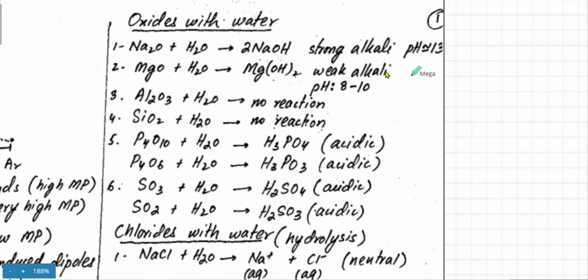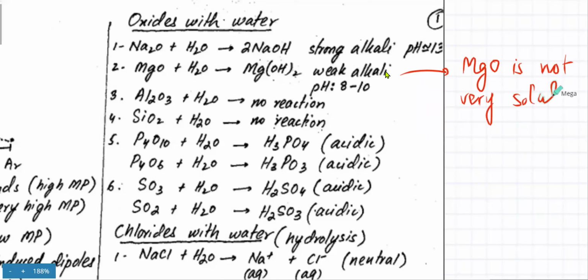If you know the solubility table, then MgO is not very soluble. And then you have aluminium oxide, that obviously has no reaction. Silicon dioxide, this is sand, no reaction.